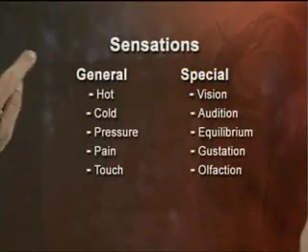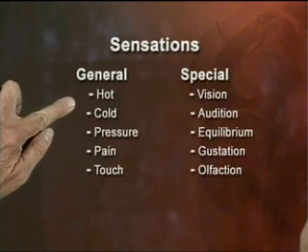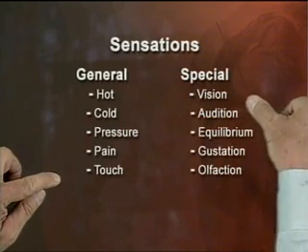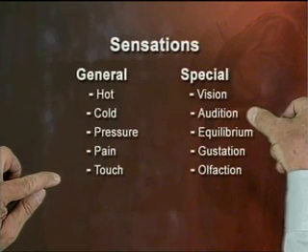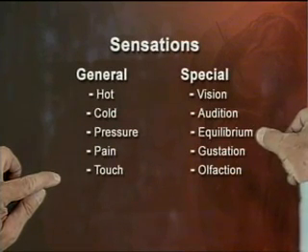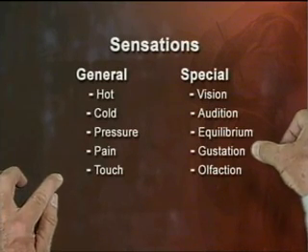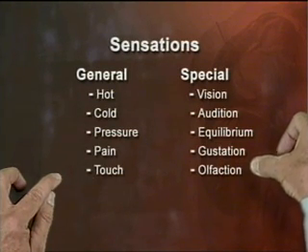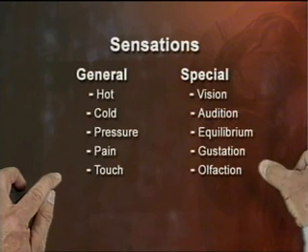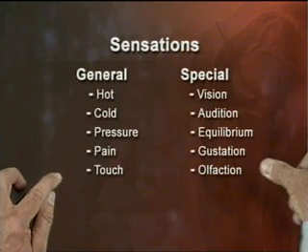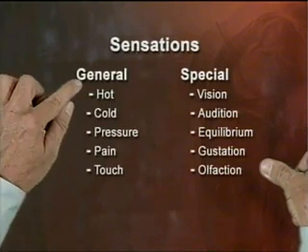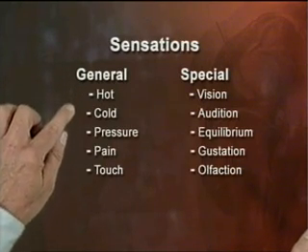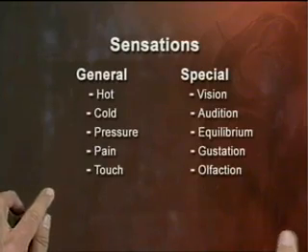The general sensations, at least the words that we use to describe them, are hot, cold, pressure, pain, touch, those sorts of things. And the special senses are vision, audition, or sense of hearing, equilibrium, i.e. sense of balance, that sort of thing. Gustation is a fancy word that refers to taste, and olfaction refers to the sense of smell. These special senses are carried by certain of the cranial nerves. Now, many of the cranial nerves are also involved with general sensations, but spinal nerves are limited to the general sensations as far as the sensory information that they carry.